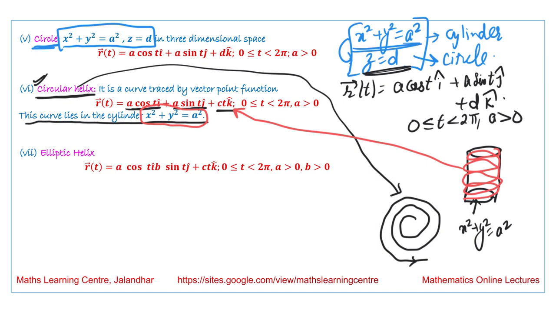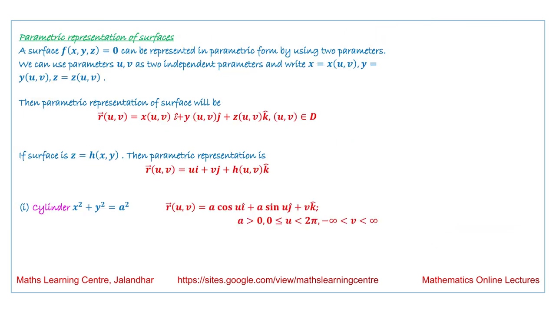Similarly for the elliptic helix, we have a here and a here. Now if we change this a to b, we obtain the elliptic helix. So it is sin here, and sin here.